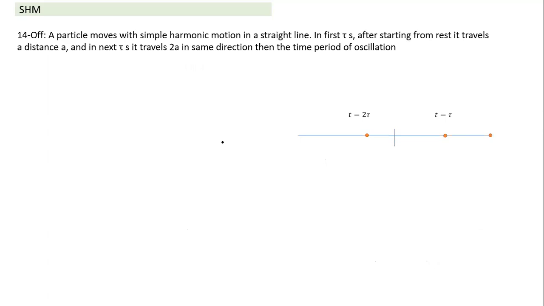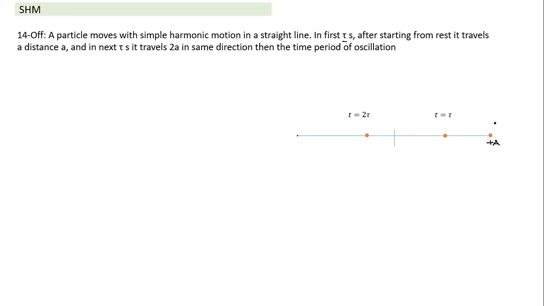Okay, this question is a simple application of a basic formula. What is given here? A particle moves with simple harmonic motion in a straight line. Good. In the first tau seconds after starting from rest. So where is tau measured from? After starting from rest. When does it start from rest? Either at the positive extreme or the negative extreme. Those are the only two points where it is at rest. Let's assume it starts from the positive extreme. We could have solved the same from the negative extreme also.